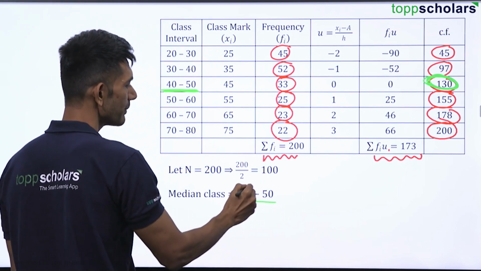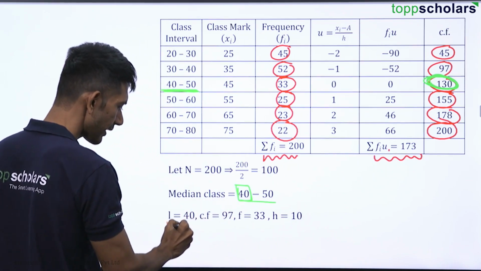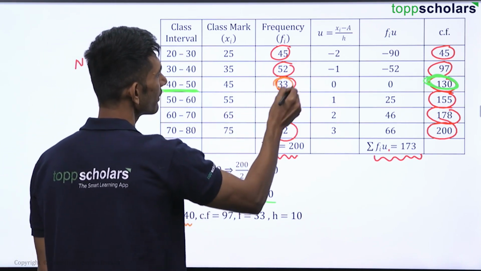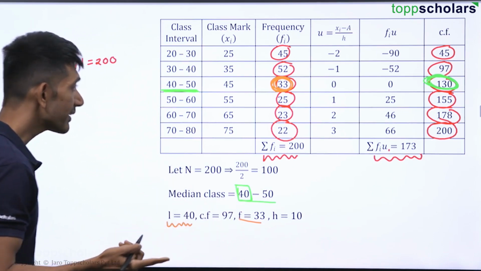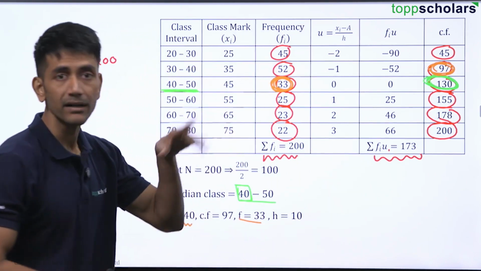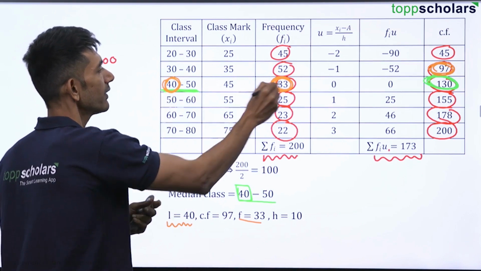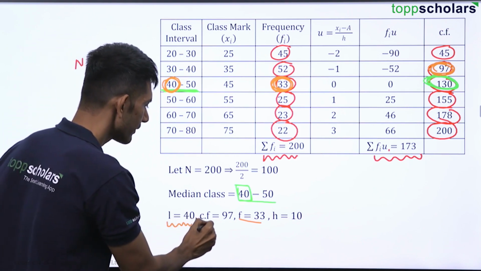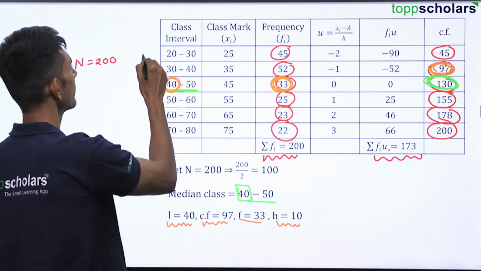Then what will be the lower limit of my median class? Lower limit will be 40. So the lower limit of my median class is going to be 40. Then the frequency is going to be the corresponding frequency, 33. What will be CF? CF is always the preceding, previous. See the pattern how it goes. Median class, lower limit, frequency, cumulative frequency, everything is here. And then we have h. H is the class size, which is 10.